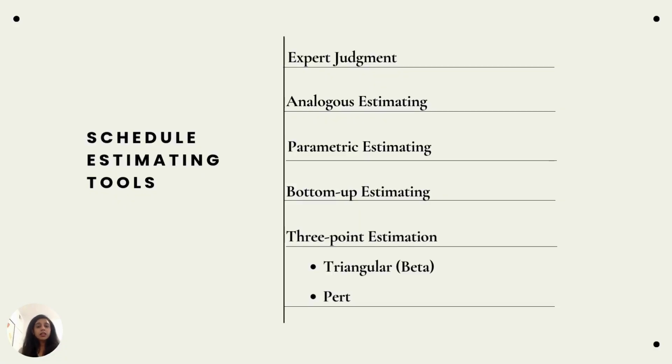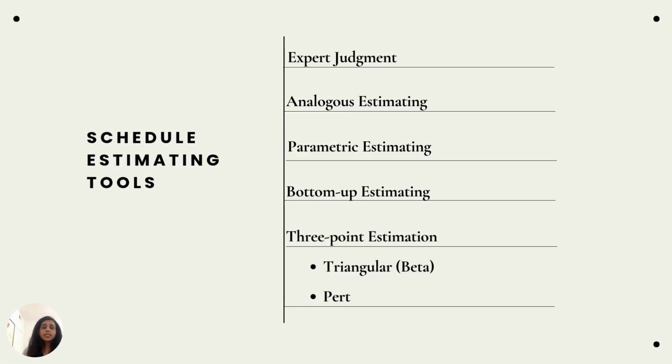Next is analogous estimating. Analogous estimating is also known as top-down estimating. So this estimating tool is nothing but it takes the historical data, looks into the historical data from the similar project done in the past in the company or the organization, and estimates according to it.